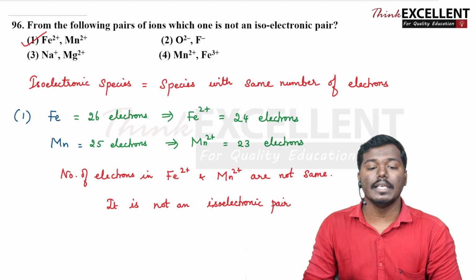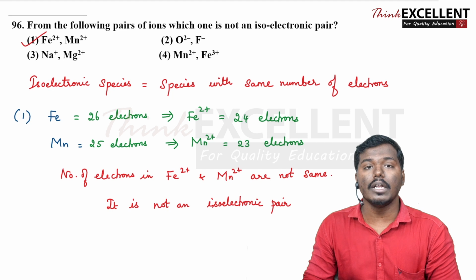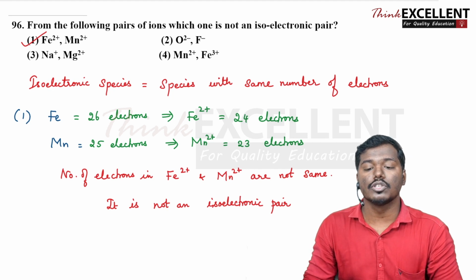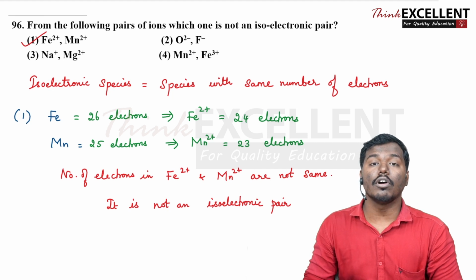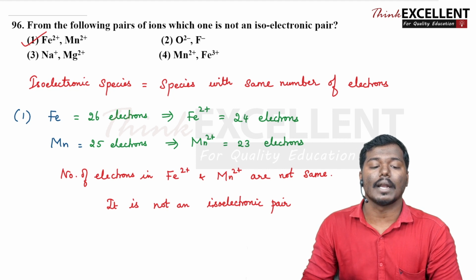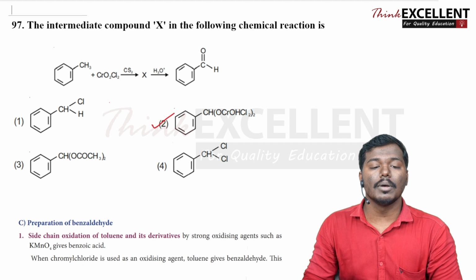And when you take this Mn, you can see that totally 25 electrons, but Mn2+ you can see that 2 electrons are lost, so it is having only 23 electrons. So the number of electrons is not the same, so it is not an isoelectronic pair. Okay, so next we are going to question number 97.